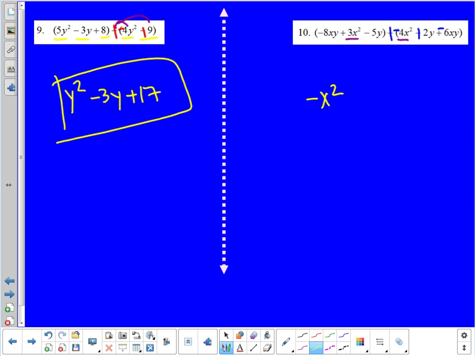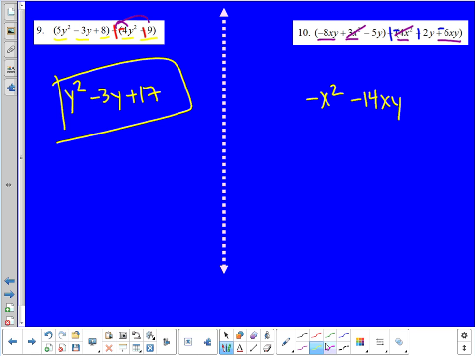Then I have this weird xy term. That's something we don't see very often, where there's more than one variable in the term. It's still a term, and it still has a like term over here. This has an x and a y, this has an x and a y. They're raised to the same powers, so they are like terms. So the negative 8xy, negative 6xy is negative 14xy.